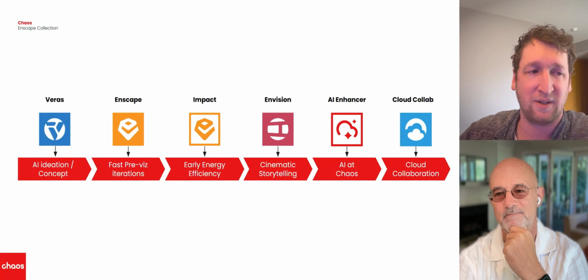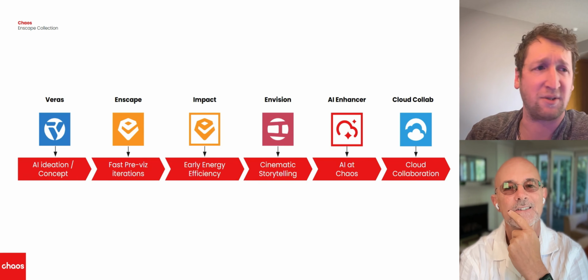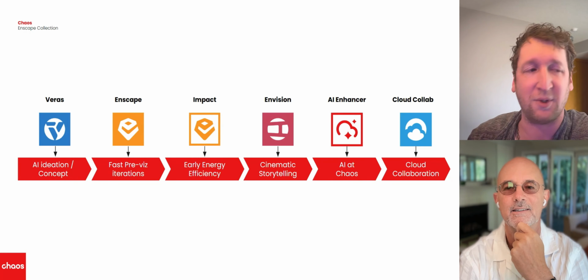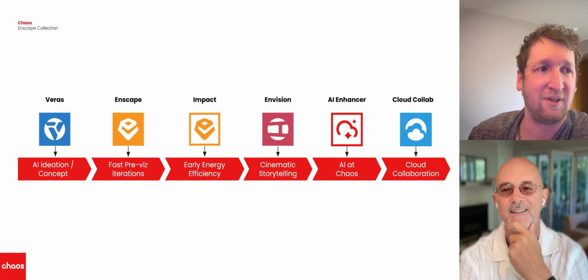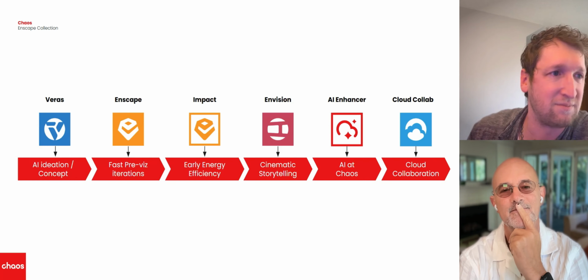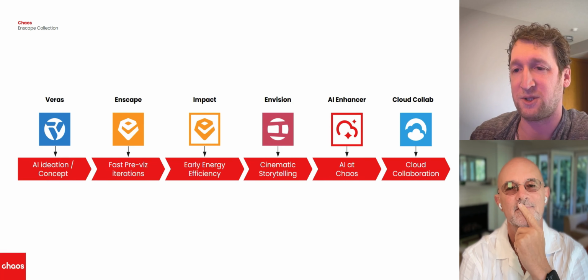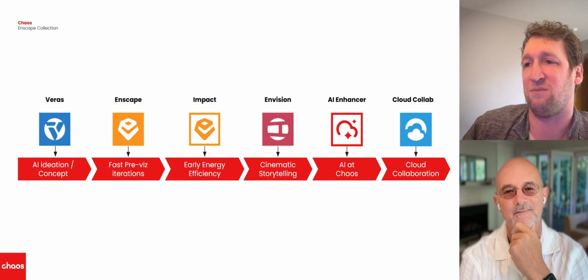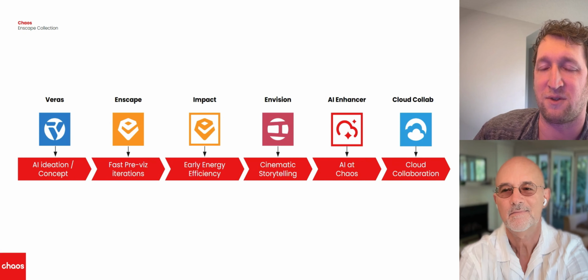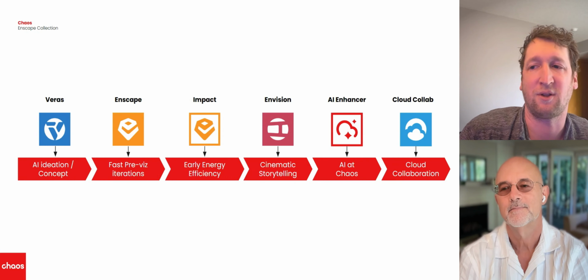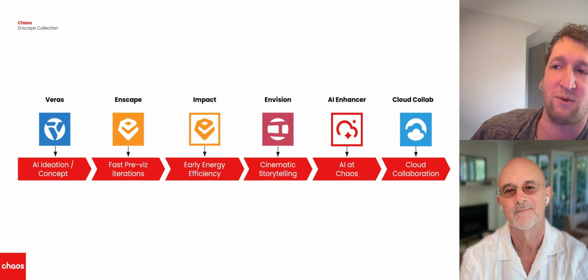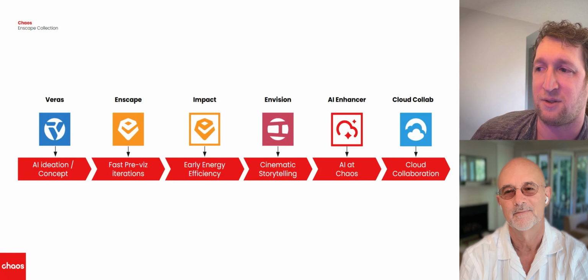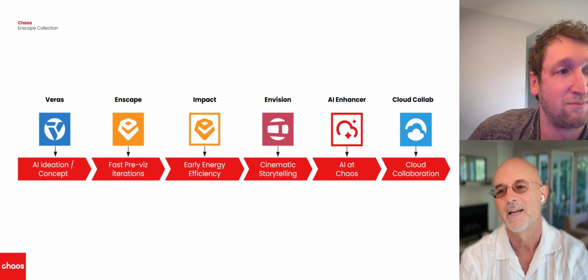Right. And this is how we kind of see the ecosystem being played out on the architecture side. Veras for the ideation concepting phase. Enscape for fast previs, iterations, impact for those early stage energy analysis, and then Envision wrapping all that up for the scene compilation and more storytelling. And then polishing all of it at the end with the AI tools, so Veras and then the AI enhancer, and then obviously sharing all that through the cloud, and how you share it.